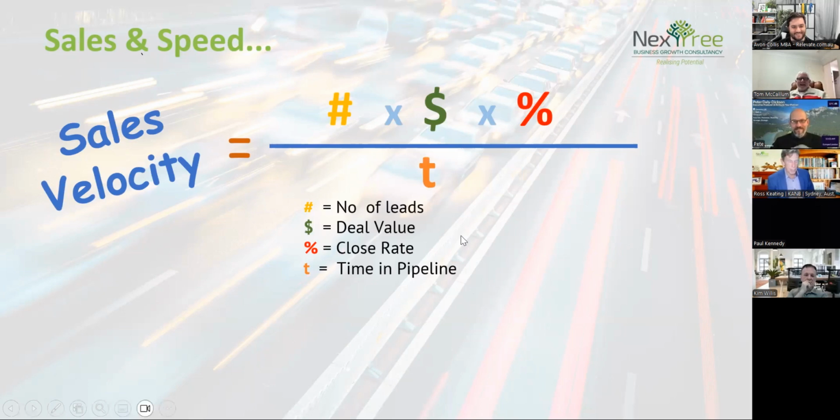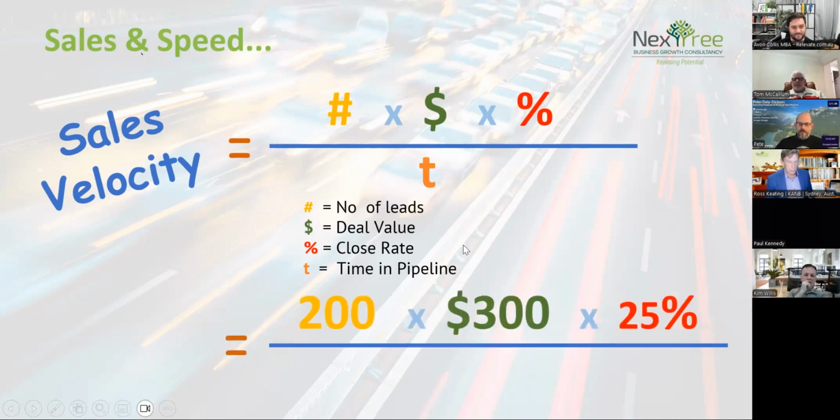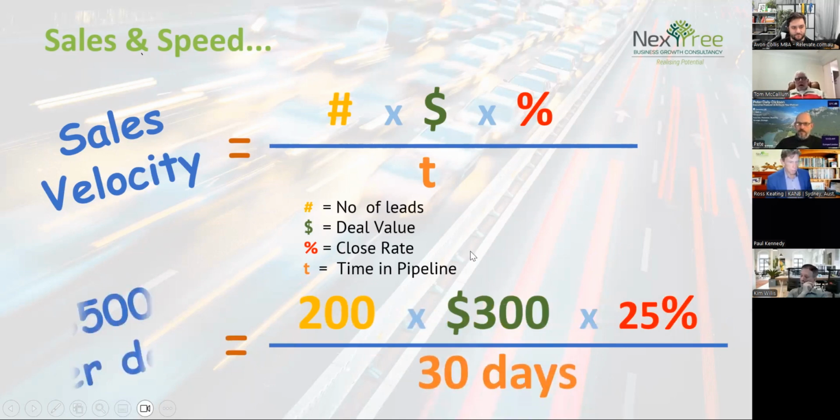It is that time. If you can shorten the time, you're getting more money in faster. So if you take that same equation that we had before, that's $500 per day over 30 days. And so if you want to get more money in faster, what would you change? You'd try to get it down to 20 days or whatever.